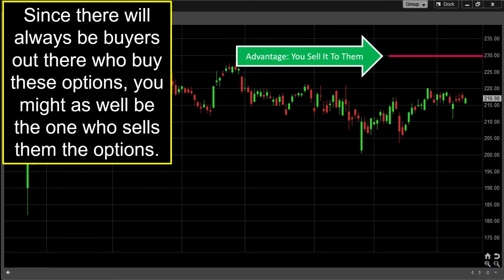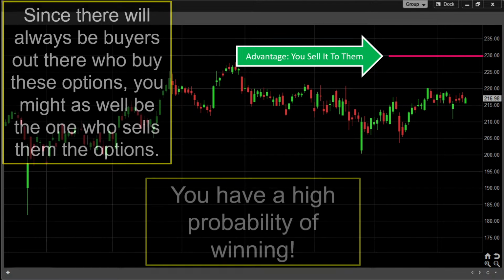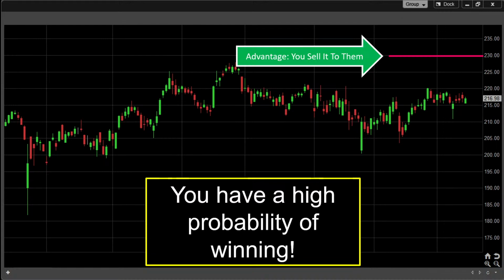Now, since there's always going to be those buyers out there who buy these options, you may as well be the one who sells it to them. You're selling an option that has a low probability of getting hit. And since it has a low probability of getting hit, that means you have a high probability of winning. And the same goes for puts.